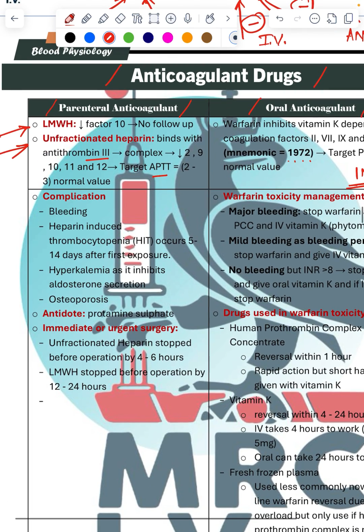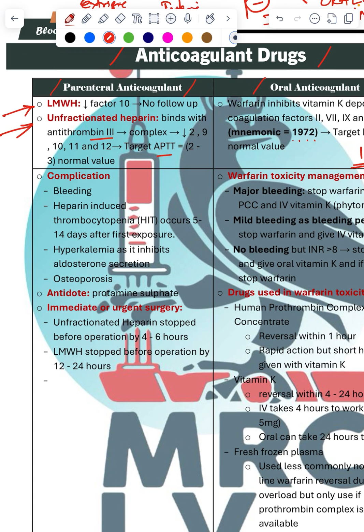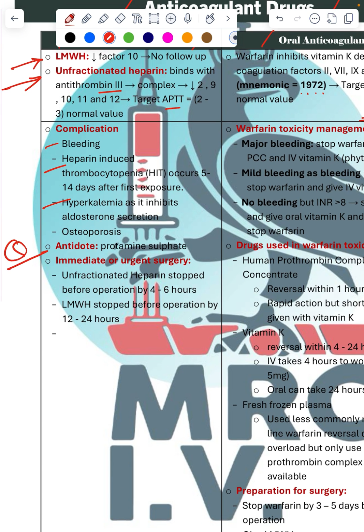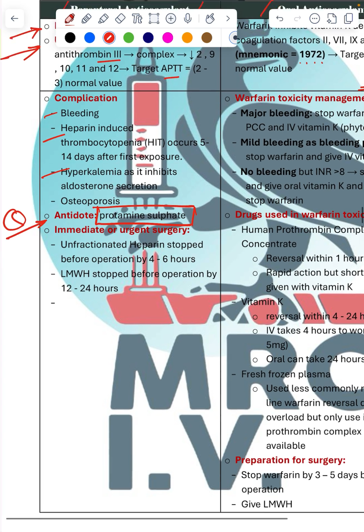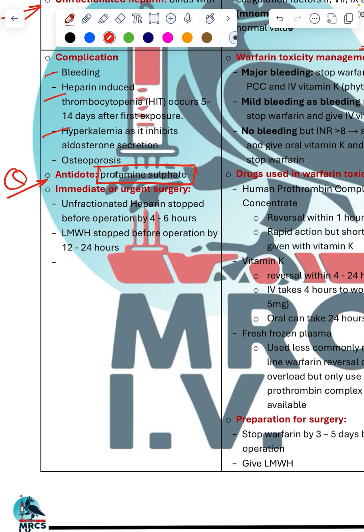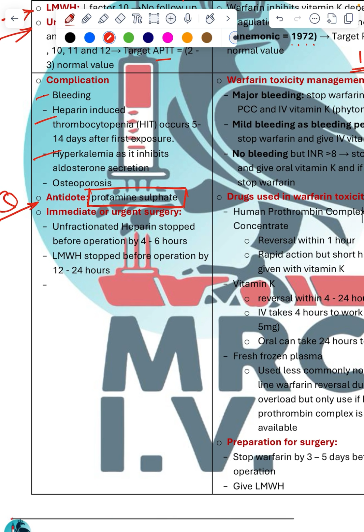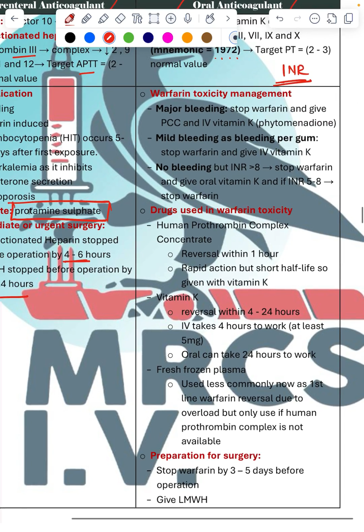So if you give parenteral anticoagulation for longer time, it may cause bleeding, heparin-induced thrombocytopenia, hyperkalemia. This is the question for heparin. What is the antidote? Protamine sulfate. If you have given a large dose of unfractionated heparin, you have to reverse the action. Protamine is to be given. Unfractionated should be stopped 4 to 6 hours before. Low molecular heparin should be stopped 24 hours before, because it has got longer action.